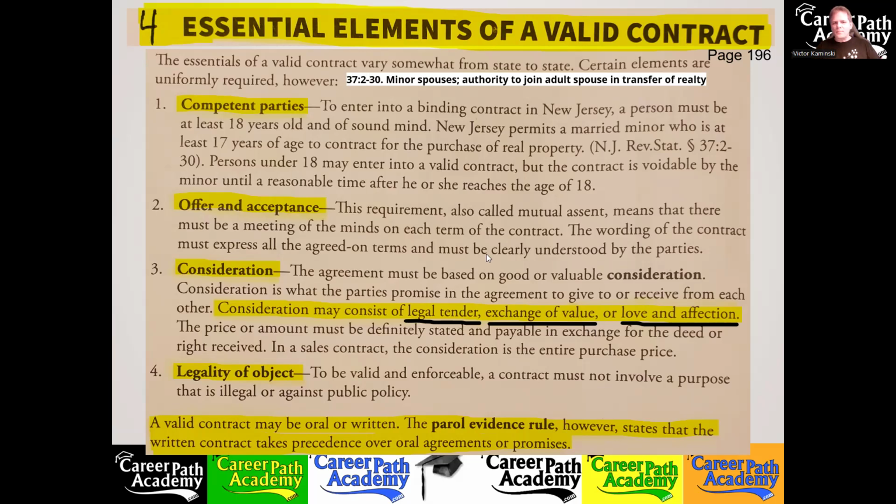Now, there's business about married minors. Well, that doesn't play a role in New Jersey.